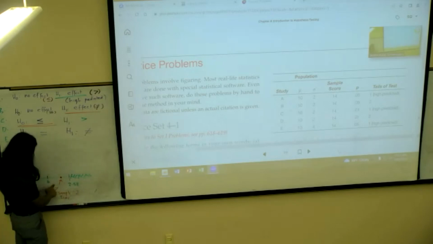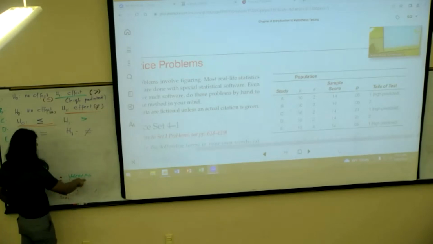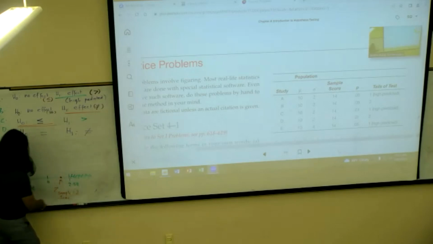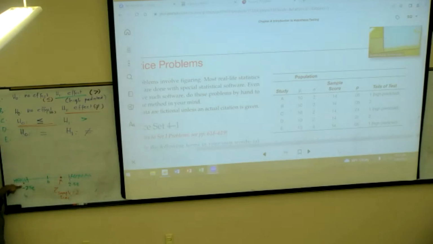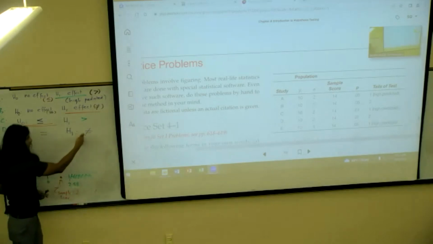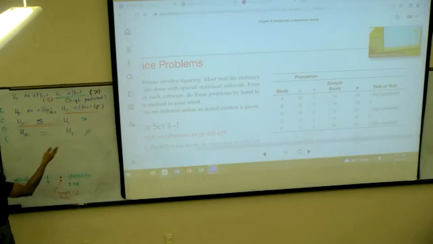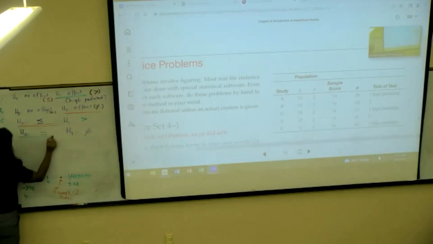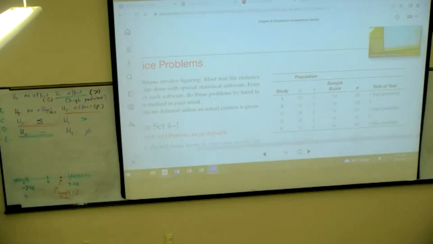2 is here. If the sample Z score fell over there or here, you would reject the null. Did it? It didn't. So we have no evidence to support the alternative. We're going to stick with that. No effect. Good. Very last case.